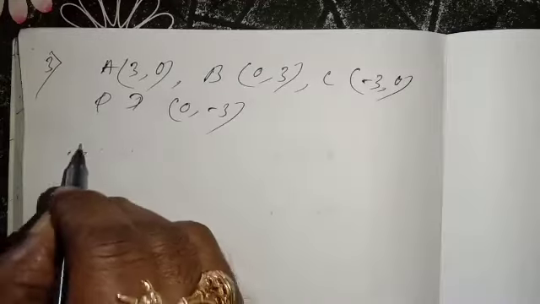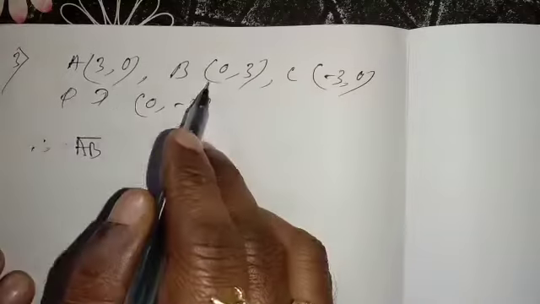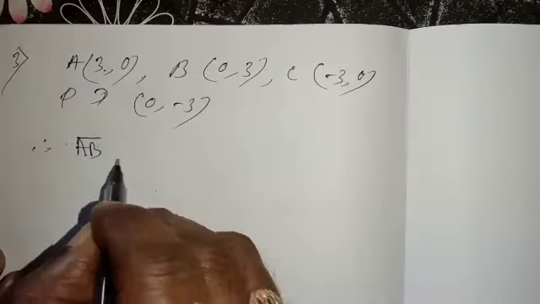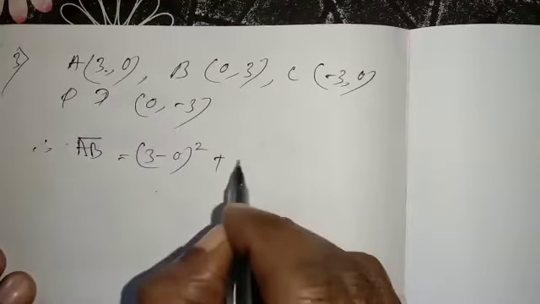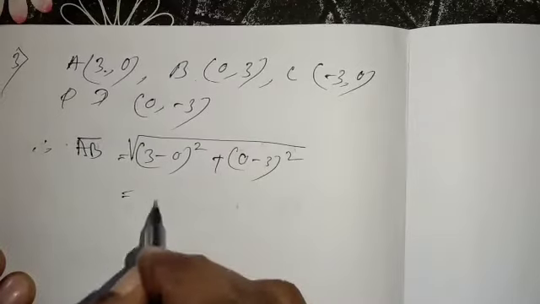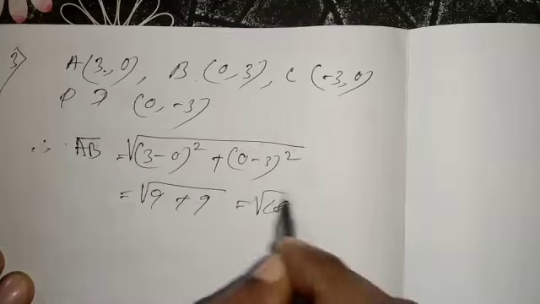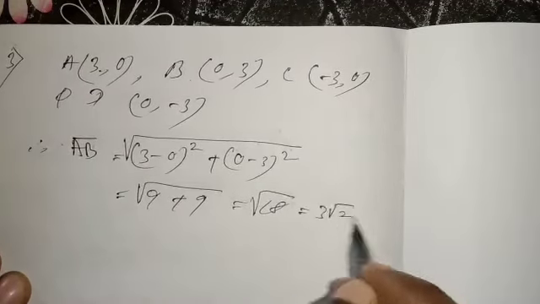First find AB using the distance formula. AB equals x2 minus x1, that is 3 minus 0, whole square, plus 0 minus 3 whole square, root over. This will be 3 squared is 9, 9 plus 9 is 18. Root 18 means 9 times 2, so 3 root 2 is the length of AB.